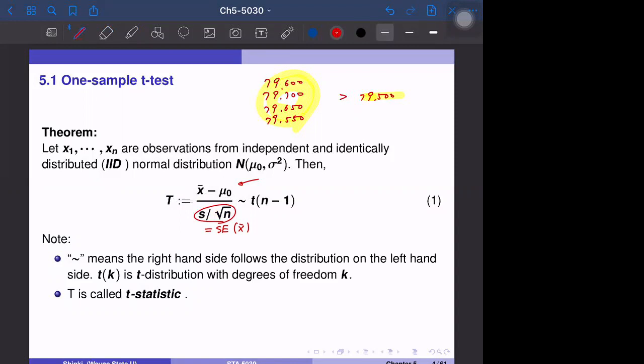So this is called, in engineering, the signal to noise ratio. This is a kind of signal size, and the denominator is the noise size. If the signal is much larger than the noise, then we see something significant. And actually this statistic T follows the T distribution with degrees of freedom n-1.